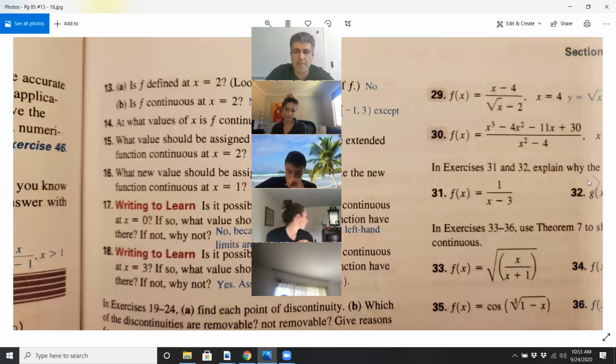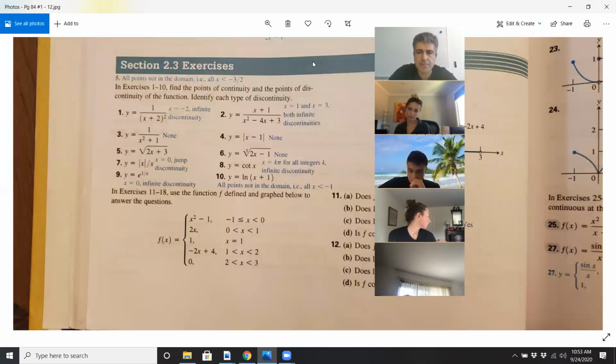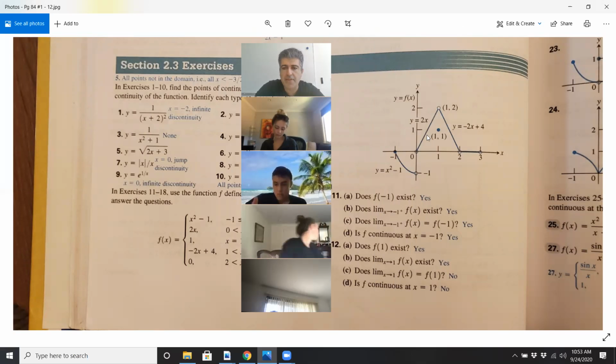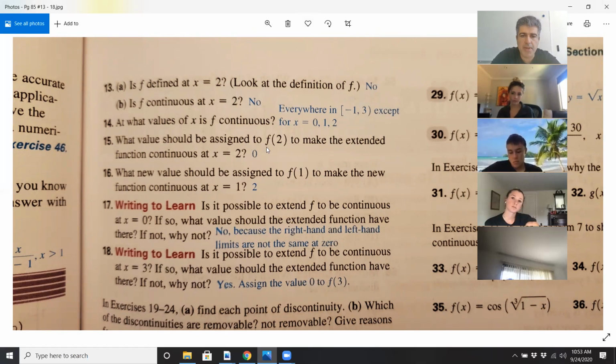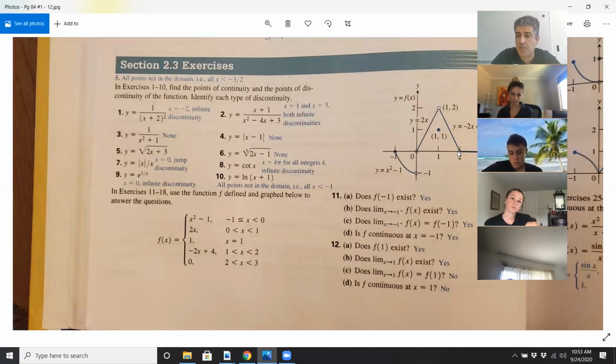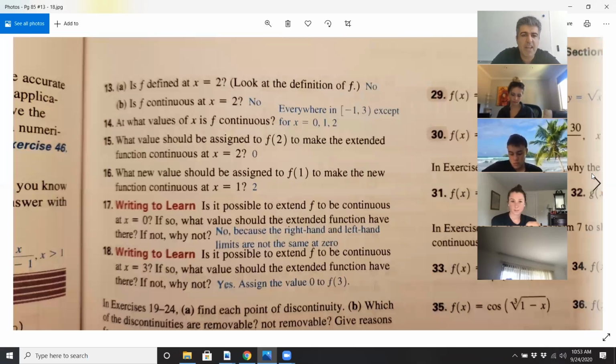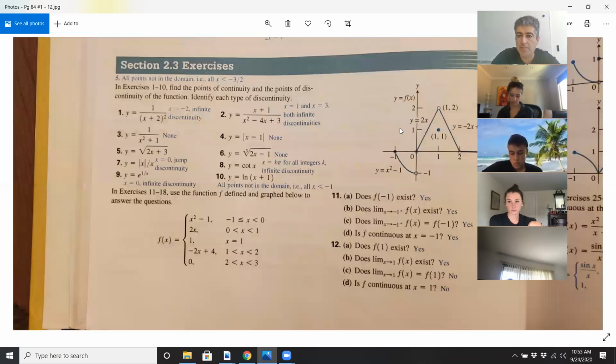And by the way, that's a jump discontinuity at x equals 0. Those are removable at 1 and 2, and even at 3. What value should be assigned to f of 2 to make it continuous? Well, obviously you want to plug in the hole. So just say f of 2 is 0 to make it continuous. What new value should be assigned to f of 1? Well, again, you want to plug in the hole, make it 2. So f of 2 should be 0 to make it continuous there. f of 1 should be 2 to make it continuous there.